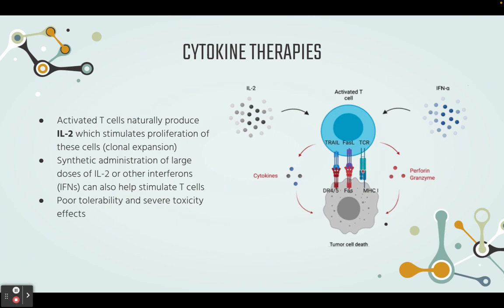We also have cytokine therapies. So cytokines are the things that are secreted by antibodies and other kinds of cells. Activated T cells naturally produce the cytokine IL-2. As I said before, that stimulates the proliferation of T cells, called clonal expansion, so just expanding more and more T cells. So when you have the synthetic administration of large doses of IL-2 or other interferons, that can also help stimulate T cells by generating more T cells to fight the cancer. However, this can also lead to poor tolerability and severe toxicity effects because you're not having as much regulation.